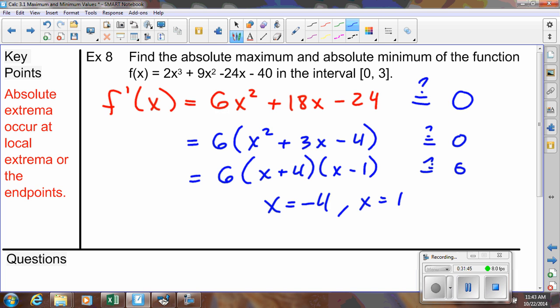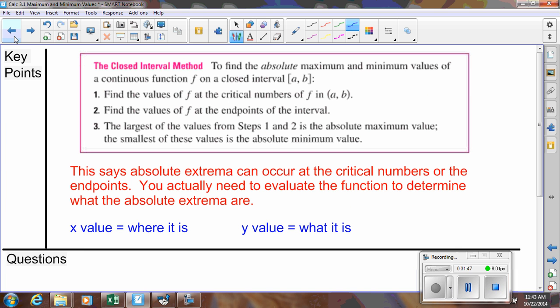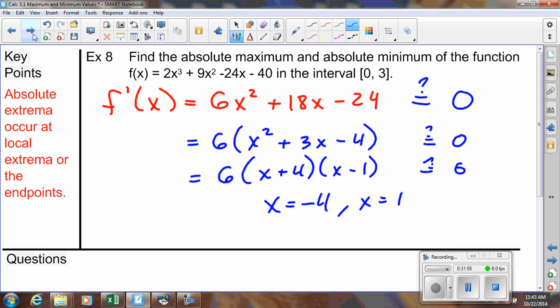This last piece is what our textbook authors call the closed interval method. Again, the name's not important, but the topic is. You will only get absolute extrema at the critical numbers, which we just found, or possibly at the endpoints of the interval. You'll notice negative 4 is not in the interval we're concerned with. Since negative 4 is not in the interval from 0 to 3, we don't care about that at all. It's outside what we're interested in.